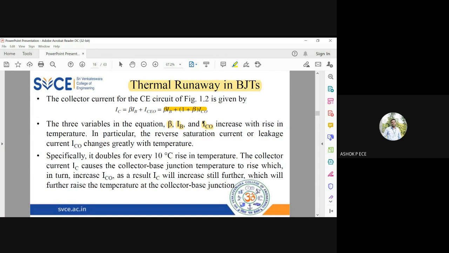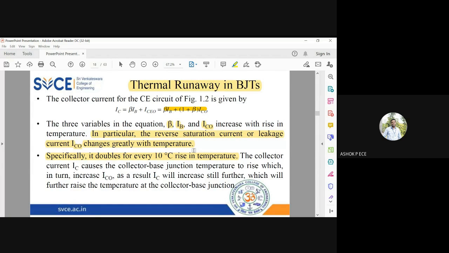Among the three parameters, the one affecting your current in a larger way is going to be this ICO. Among the three, ICO is going to affect the performance of your BJT a lot when compared to beta and IB, because it is doubling with every 10-degree rise in temperature. It is not increasing in a linear way. Linear means it will increase slowly, but it is multiplying by 2 every time. As the temperature increases by 10 degrees Celsius, it is going to double.